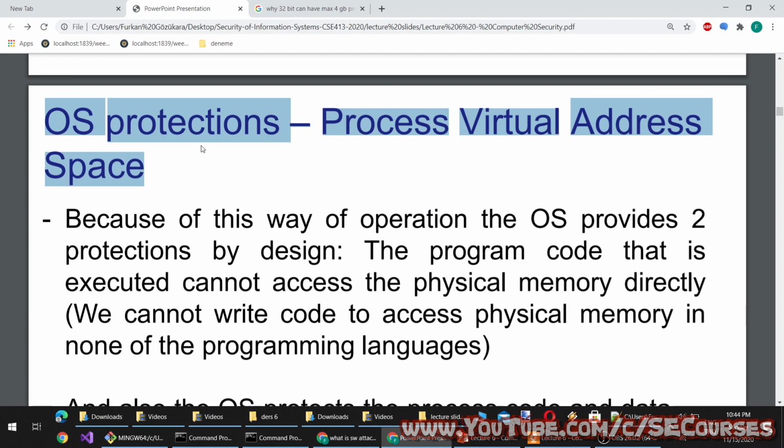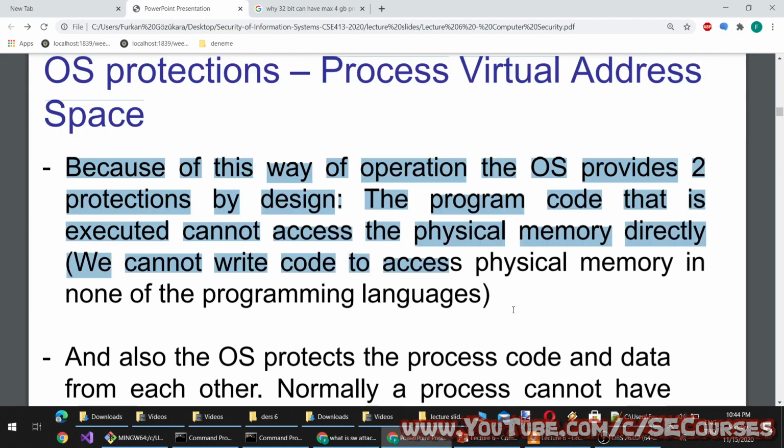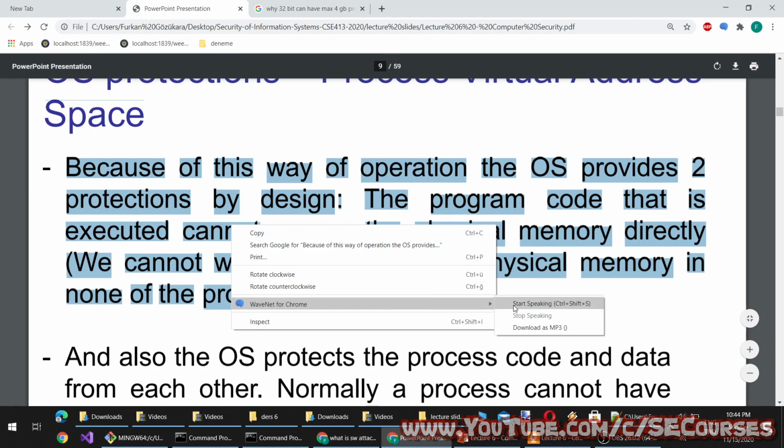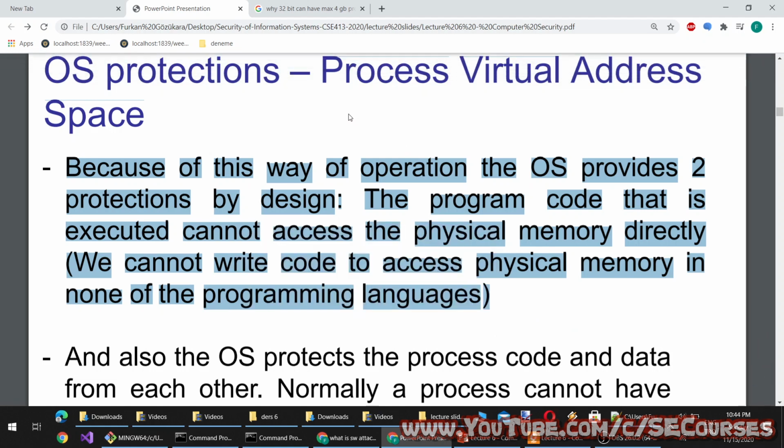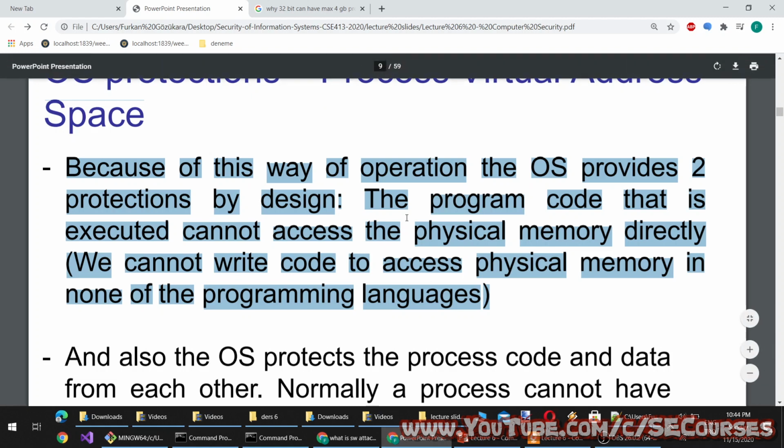OS protections, process virtual address space. We continue with this one. Because of this way of operation, the OS provides two protections by design. The program code that is executed cannot access the physical memory directly. We cannot write code to access physical memory in none of the programming languages.